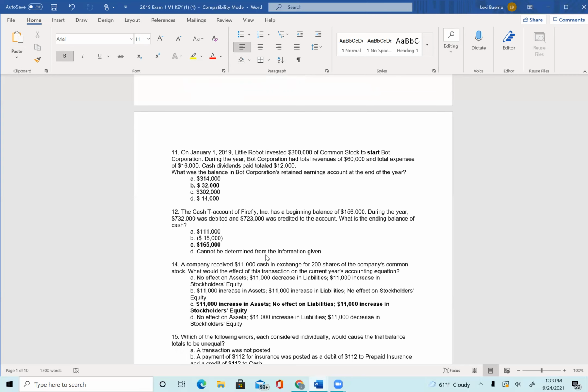So retained earnings is essentially very similar, if not the same as net income. So in order to do this, you're doing revenues minus expenses. When you're finding retained earnings, you're essentially finding your net income. So we don't need to use this 300 for common stock, so we can just ignore that, but we have total revenues of 60, and then we subtract out the expenses of 16. And since the cash dividends were paid, we also have to subtract those out too, and then that's going to give you 32.